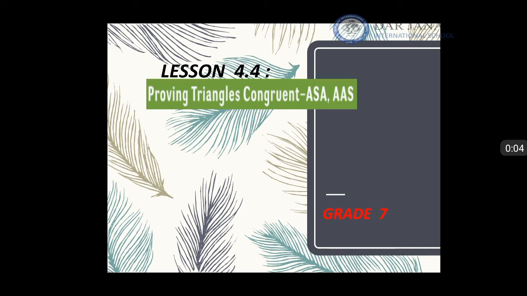Today we will be explaining lesson 4.4, proving triangles congruent using the ASA postulate and the AAS postulate. So we're still going to prove that two triangles are congruent, but now we will be using two new postulates, the ASA and the AAS postulate.